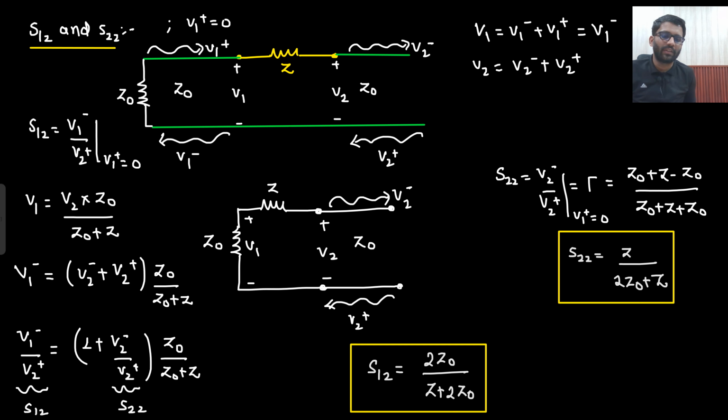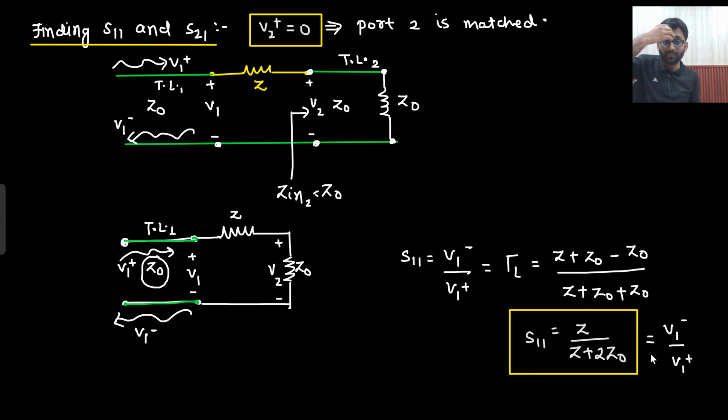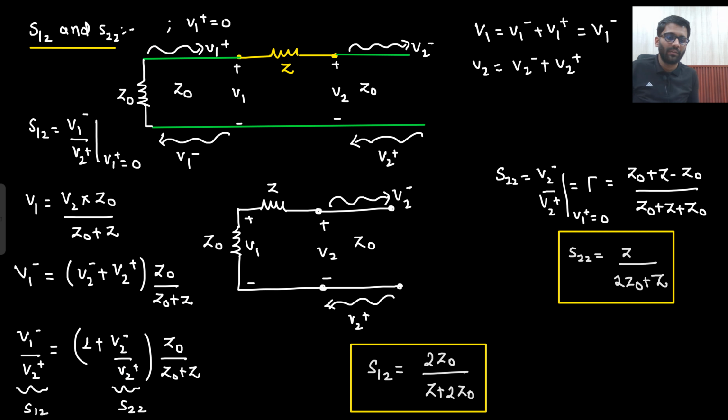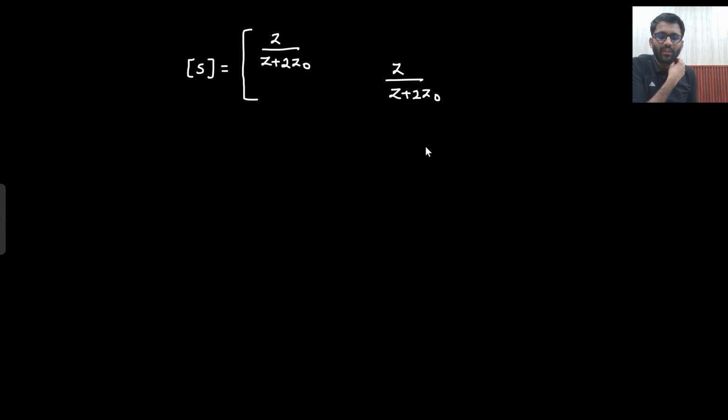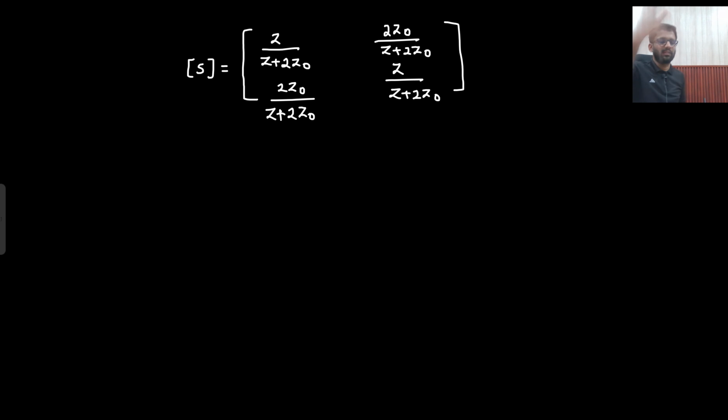So what will be your scattering parameters? S11 was Z upon Z plus 2Z0. S22 was Z upon Z plus 2Z0. S12 is 2Z0 upon Z plus 2Z0, and the same goes for S21 as well, 2Z0 upon Z plus 2Z0. So these are your scattering parameters. Is that clear to you?